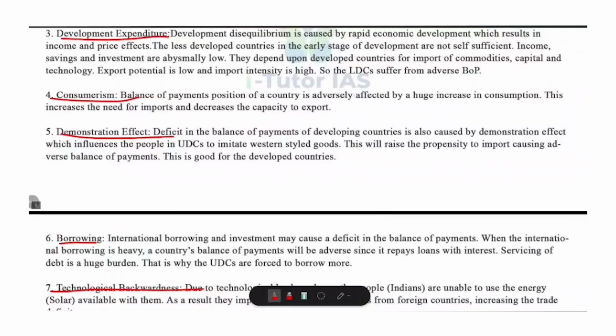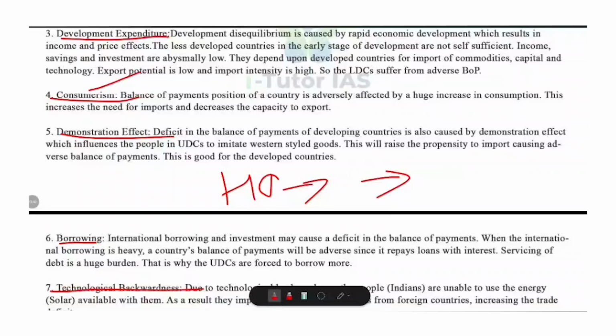So let's look at it one by one. Consumerism. A sharp increase in domestic consumption of goods raises imports. That means higher imports lead to an adverse impact on the trade balance, and that leads to BOP deficit. For example, rising demand in India for foreign electronics or luxury goods increases the import bill.